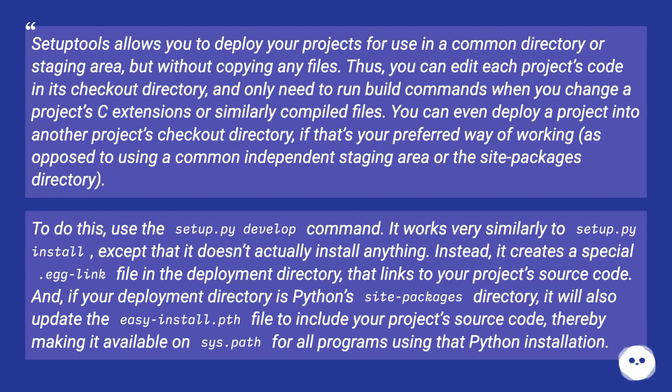It works very similarly to setup.py install, except that it doesn't actually install anything. Instead, it creates a special egg-link file in the deployment directory that links to your project source code. And if your deployment directory is the Python site-packages directory, it will also update the easy-install.pth file to include your project source code, thereby making it available on sys.path for all programs using that Python installation.